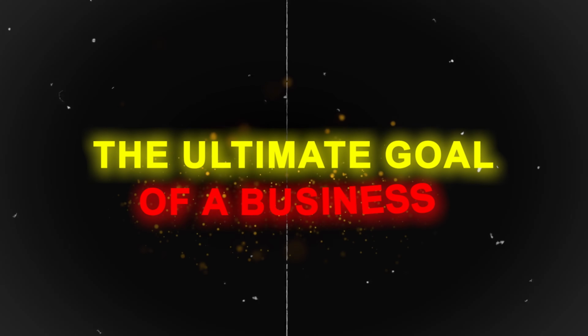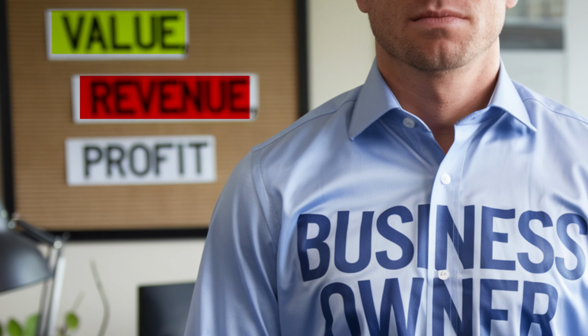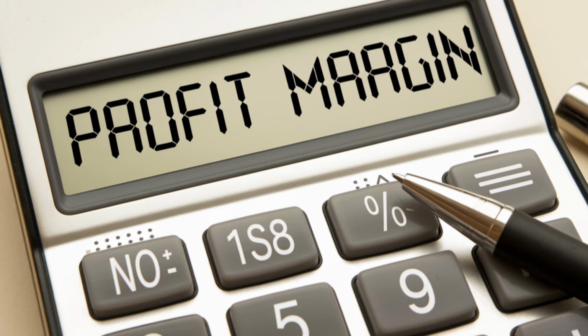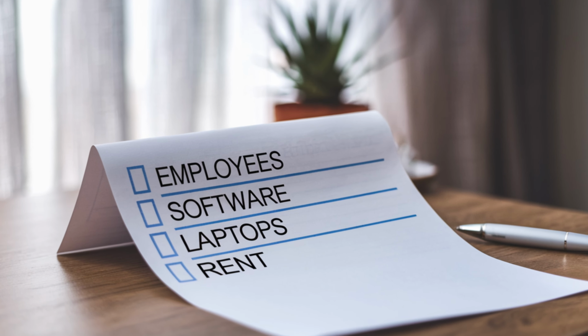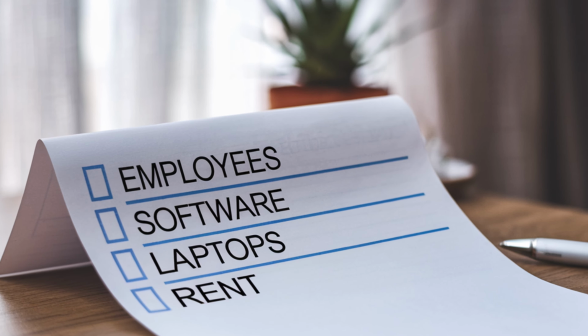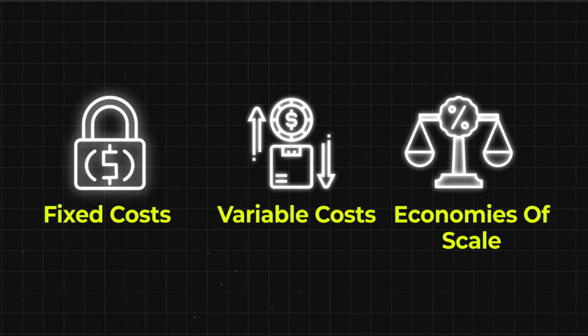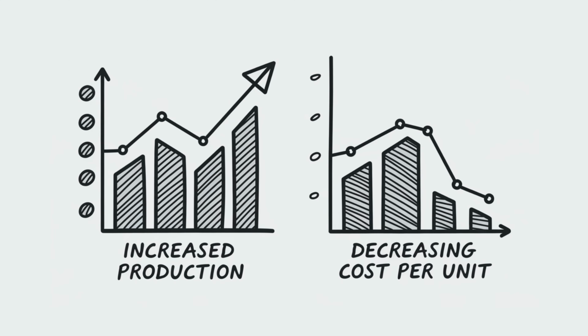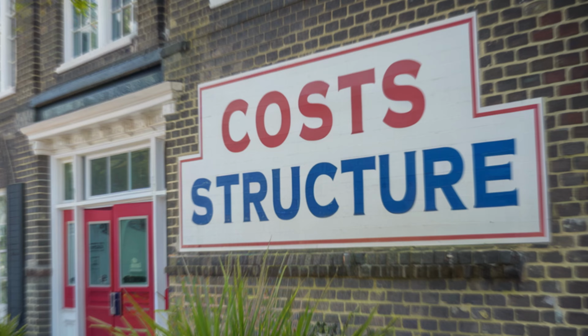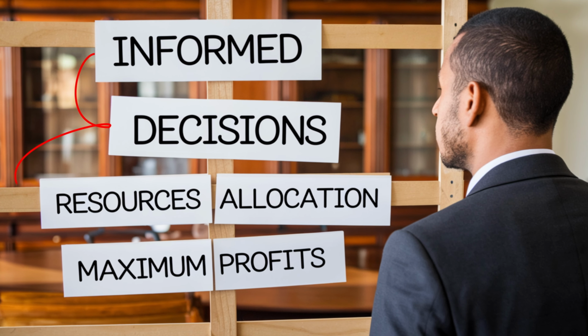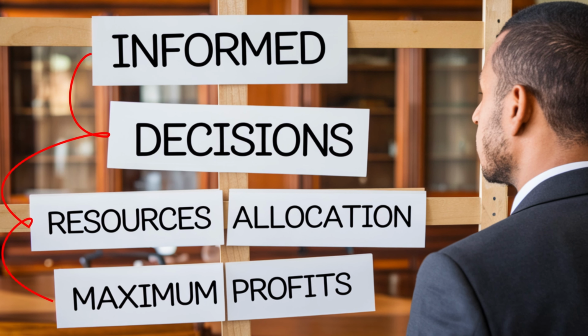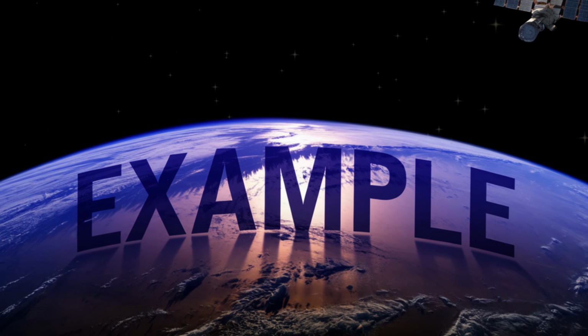The ultimate goal of a business is to create value, generate revenue, and achieve profitability. To calculate our expected profit margin, we must carefully consider all costs involved. These costs can be categorized as fixed costs, variable costs, and economies of scale, which are the cost reductions associated with increased production. By understanding our cost structure, we can make informed decisions about pricing and resource allocation to maximize profitability.